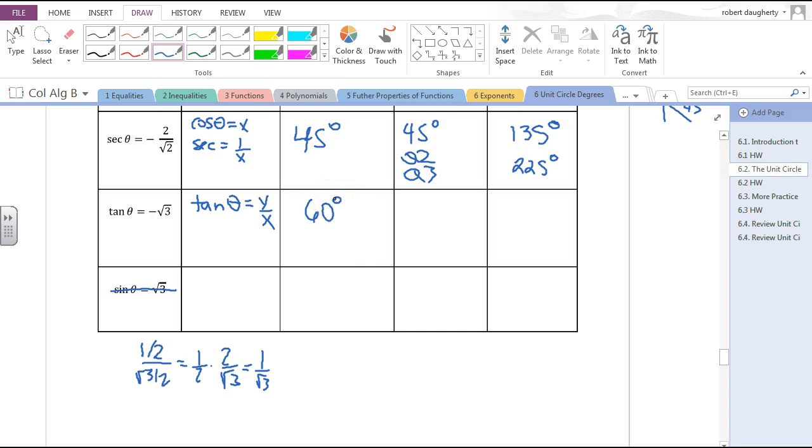What kind of sign is in front of that number, positive or negative? Negative. Where would the tangent be negative? 2 and 4. So what does a 60-degree angle look like in quadrant 2 and quadrant 4? Okay. So in quadrant 2, you've got this angle, and in quadrant 4, you've got this angle. So what is it? 120, and what's the other one? 300. Okay.